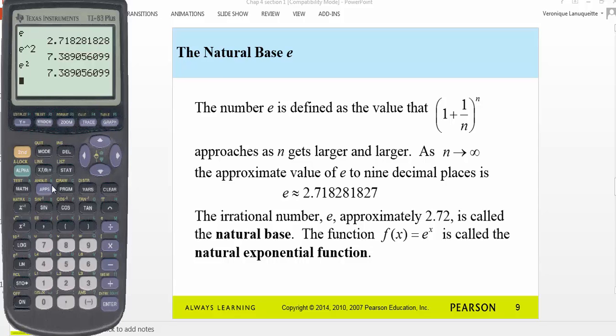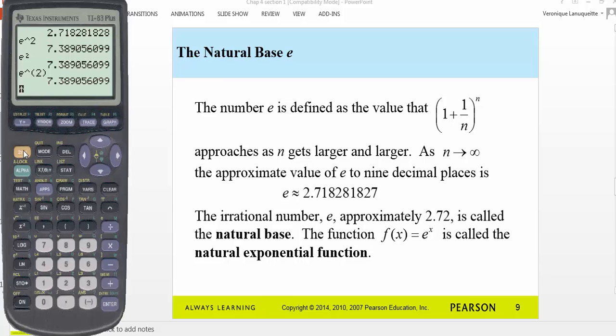A third way would be to do the following. As you notice right here, this is the ln key, the natural log key. Now e to the x is the inverse of that. So if you do second ln, you get e raised to a power. And you just have to enter the number 2, close the parenthesis, and that's also going to give you what e squared is worth.